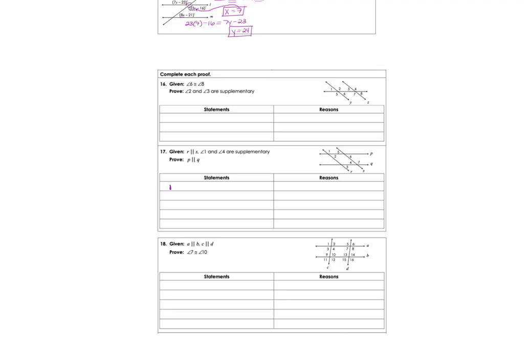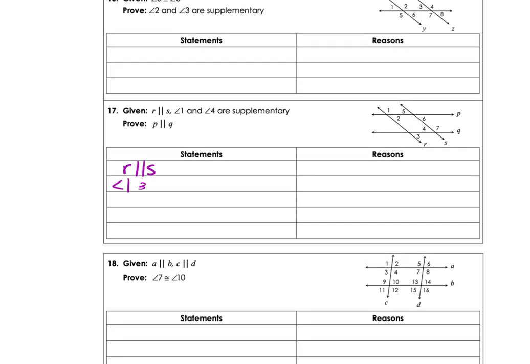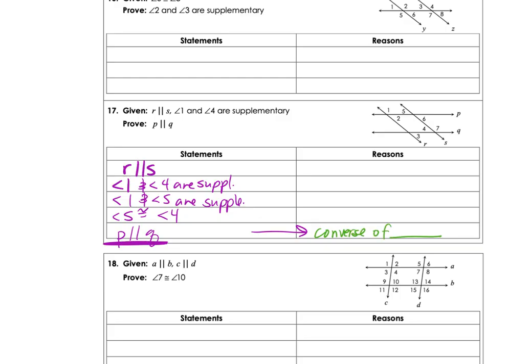So 17 says R is parallel to S. It says angle 1 and angle 4 are supplementary. And then we said angle 1 and angle 5 are supplementary. And then we said angle 5 is congruent to angle 4. And then we said P is parallel to Q. Reminder, whenever your statement is lines parallel, it should be the converse of some theorem, okay?